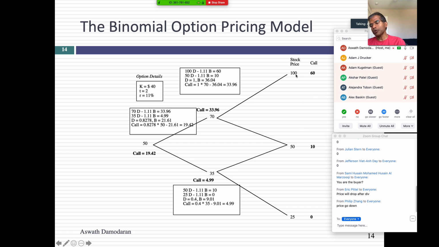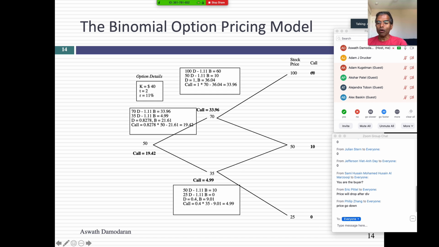If the stock goes to 100 and you have the right to buy at 40, think of what you do. You buy the shares at 40, you sell at 100, you make 60. So the cash flow on your call is going to be worth 60. If the stock goes to 50, you buy at 40, you turn around and sell at 50, you make 10. If the stock goes to 25, why don't you buy at 40 and sell at 25? Because you're not stupid. You have the right to buy at 40, you don't have an obligation. So in an option, if the stock price goes to 25, you drop the option in the trash can and say, I wish I hadn't done that.